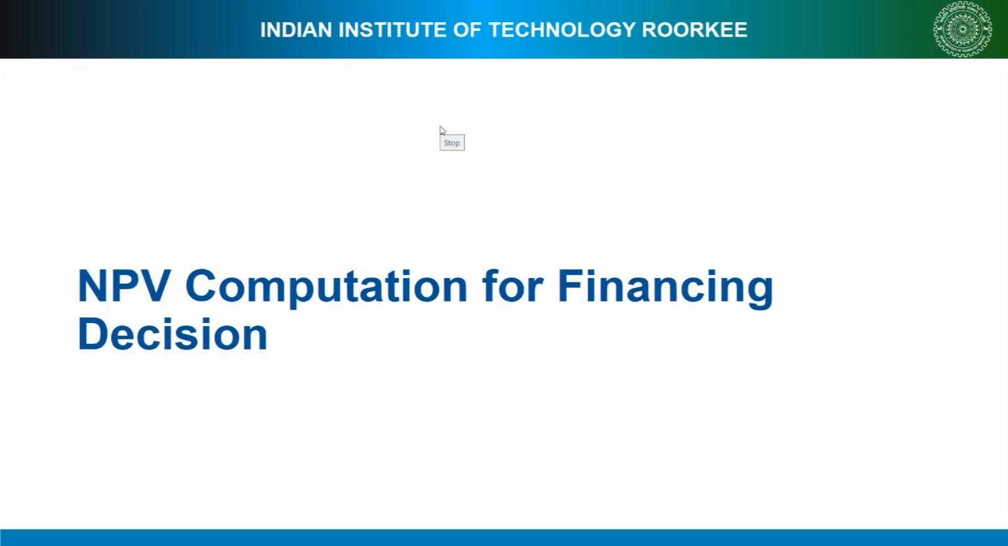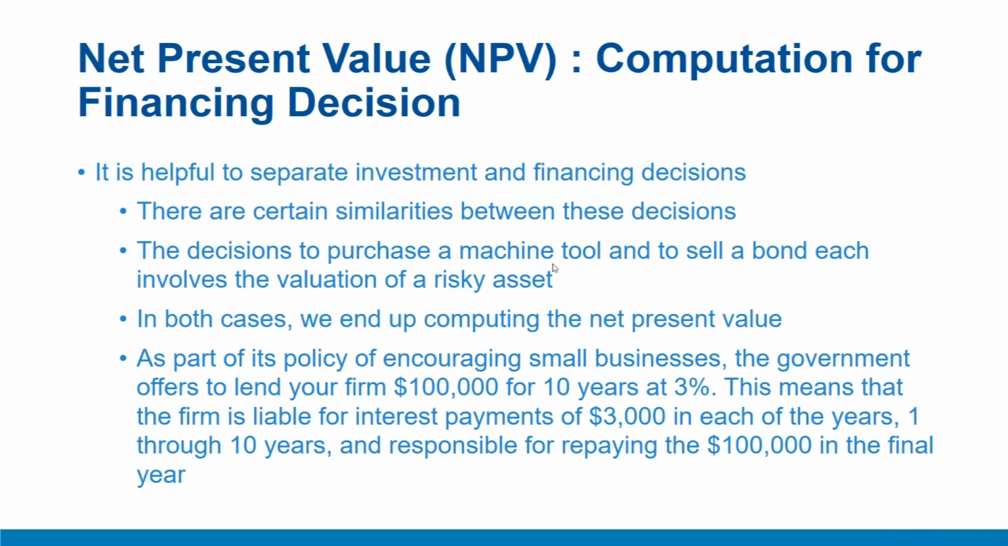NPV computation for financing decisions. We discuss the computation of the NPV of a liability. Although it is helpful to separate investment and financing decisions, there are basic similarities in the criteria for making them. The decisions to purchase a machine tool and to sell a bond each involve valuation of a risky asset. The fact that one asset is real and the other is financial doesn't matter. In both cases, we end up computing net present values.